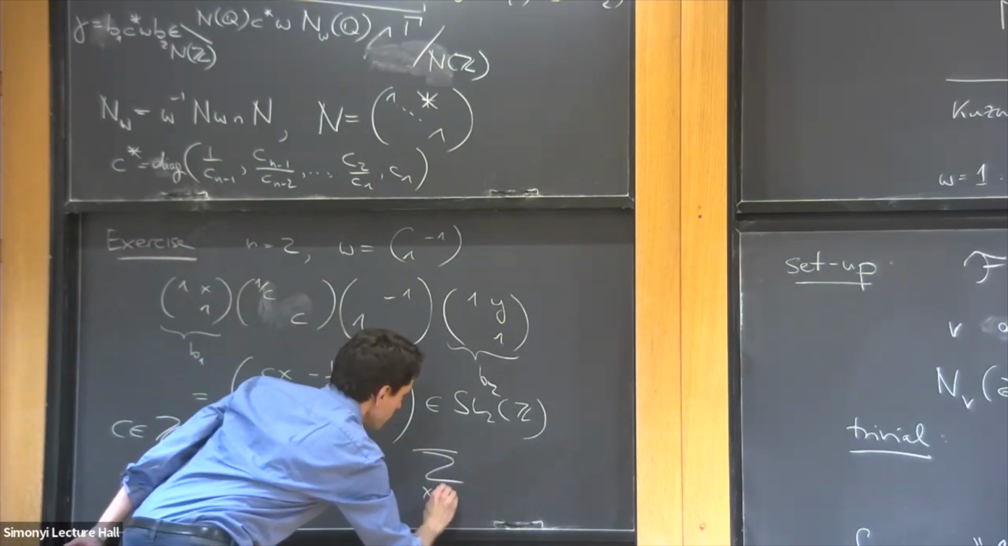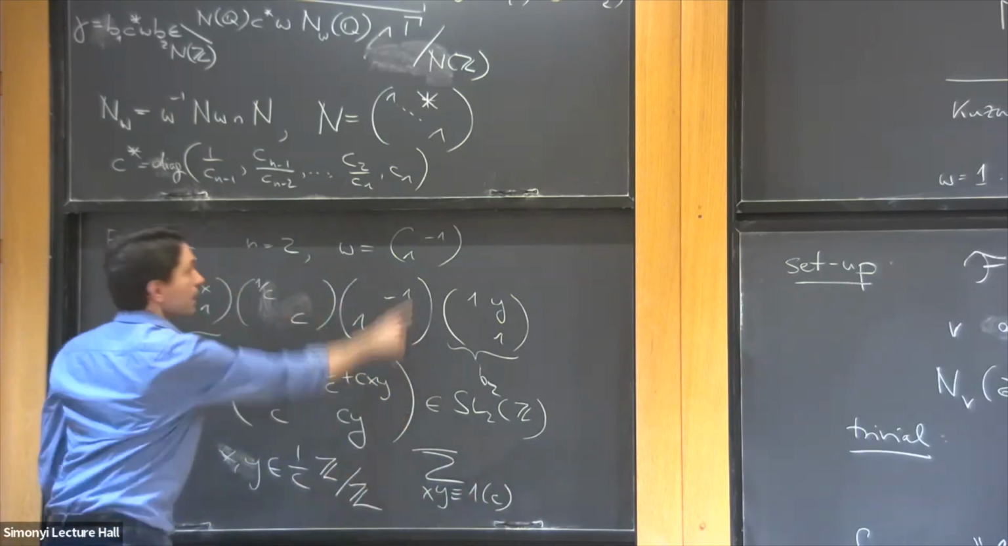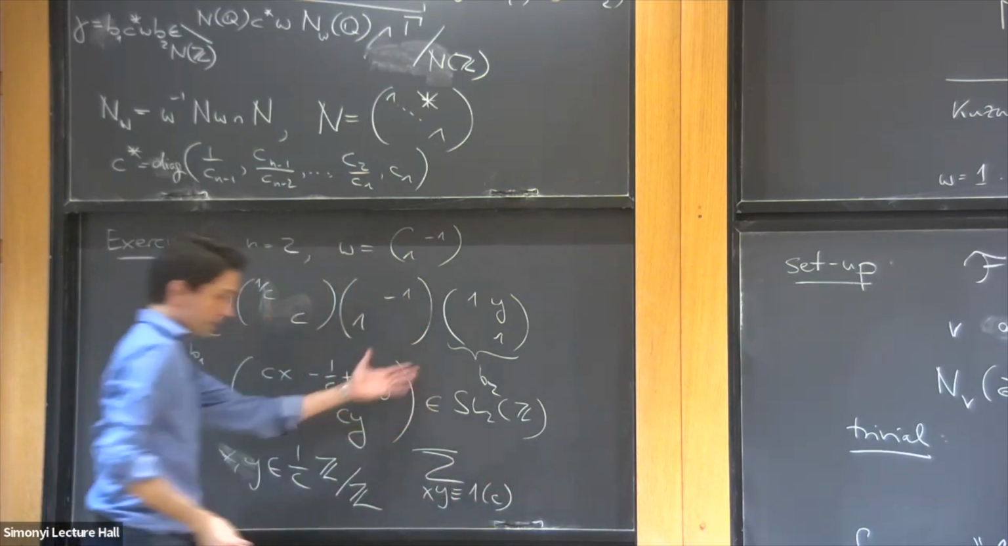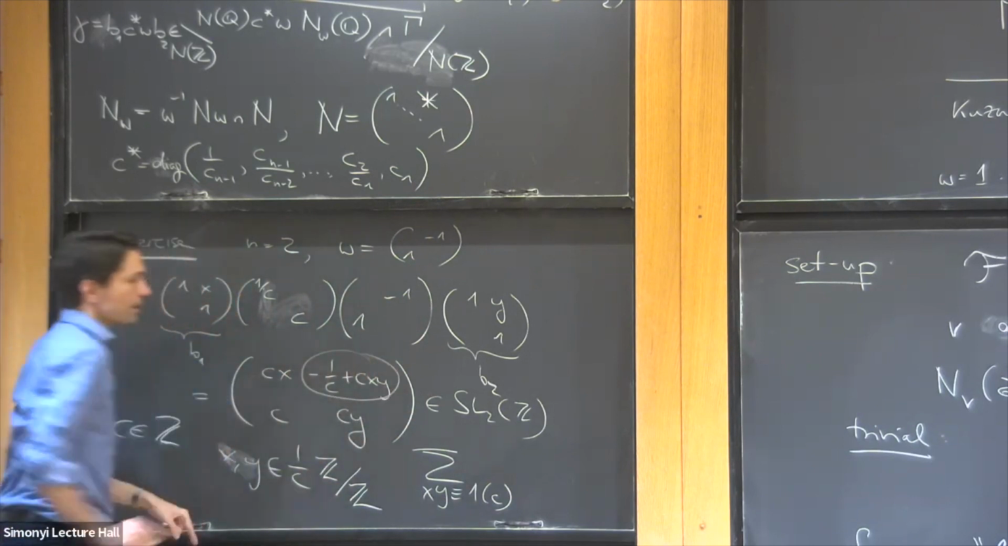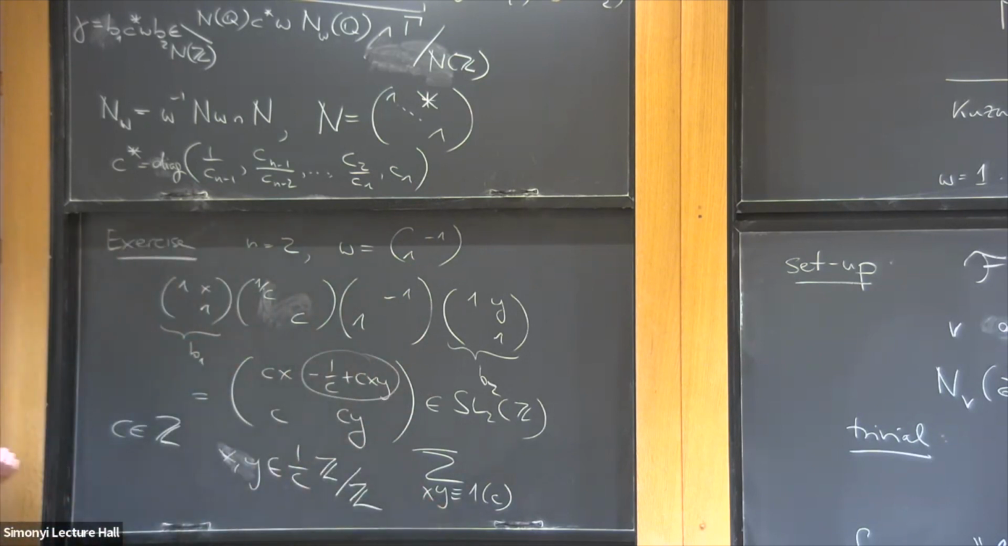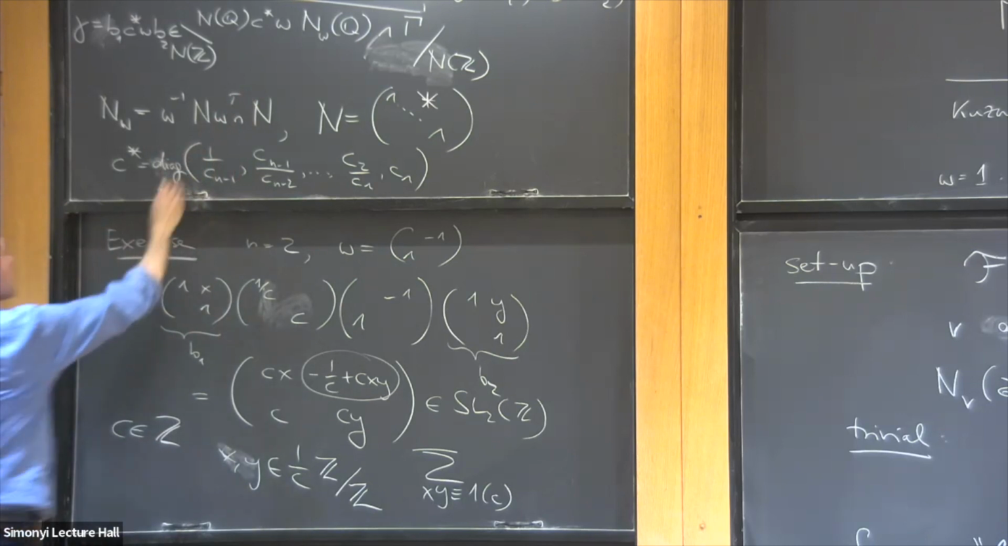So this is the sum over XY congruent to 1 mod C. And then you have the two characters. And this is exactly what you expect for an ordinary Kloosterman sum. So for the case n equals 2, long Weyl element, this congruence gives you the usual Kloosterman sum. But you can imagine that in higher rank, this procedure becomes not so nice. In the dimension of N_W, that is W inverse N transpose W. Now here's the transpose.